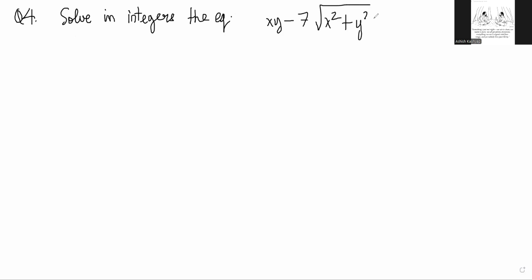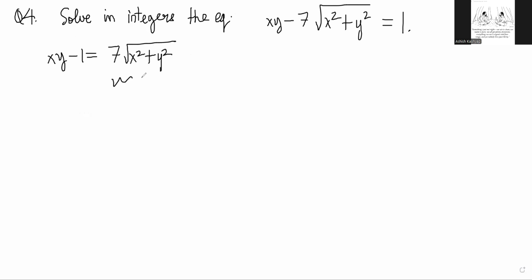Question 4. Solve in integers the equation xy minus 7 times root over x square plus y square is equal to 1. Okay, this is the problem. Now, let's think about how we do it. Okay, so we can rewrite the problem like this. Xy minus 1 is equal to 7 times root over x square plus y square.